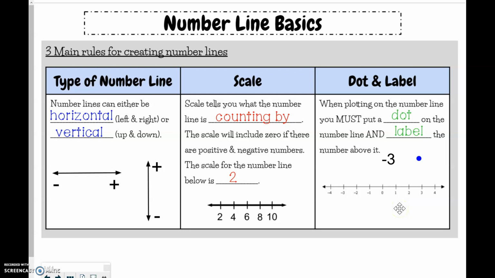We want to plot the number -3. To do that, I'm going to take my dot, and I know that -3 is 3 spaces to the left of 0, so I'm going to put my dot on -3. But I have to also label it above because the numbers on the bottom are just my scale. I don't need all those numbers. I just want to know where -3 is. So I'm going to put -3 above, so that I know that's the number I plotted, and so as not to confuse it with my scale. So those are your number line basics.